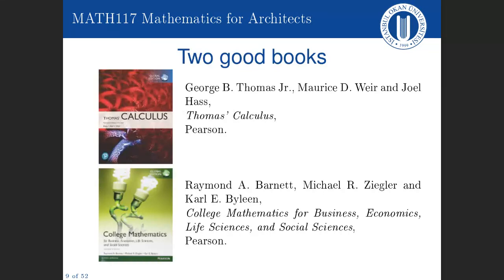Two good books for this course. Thomas's Calculus has both calculus and geometry in it. College Mathematics for Business, Economics, Life Science and Social Sciences, as well as those, also has nice sections on combinatorics and probability.